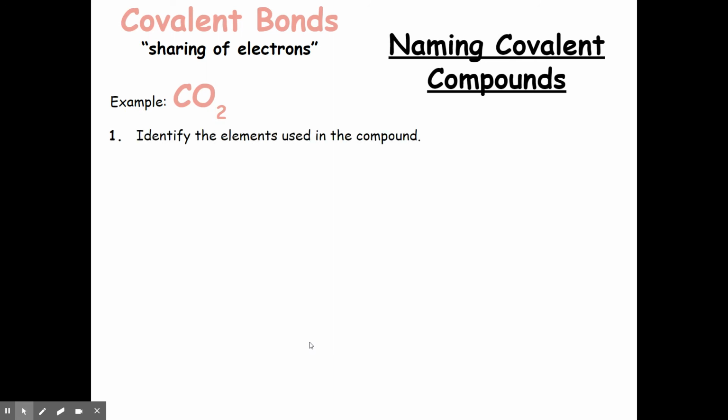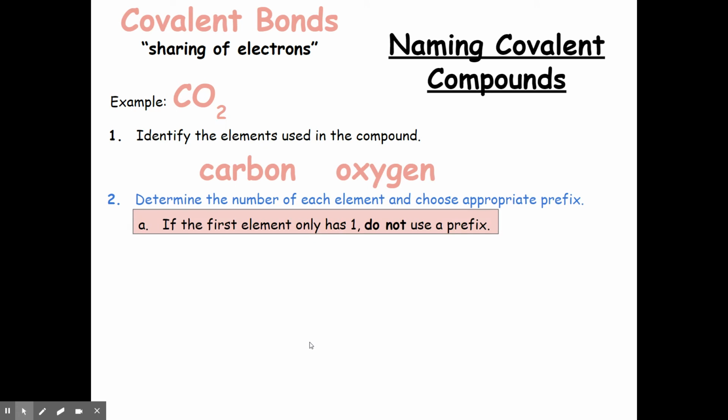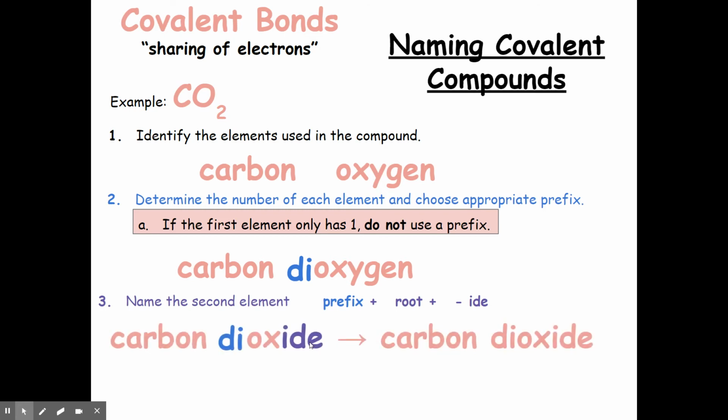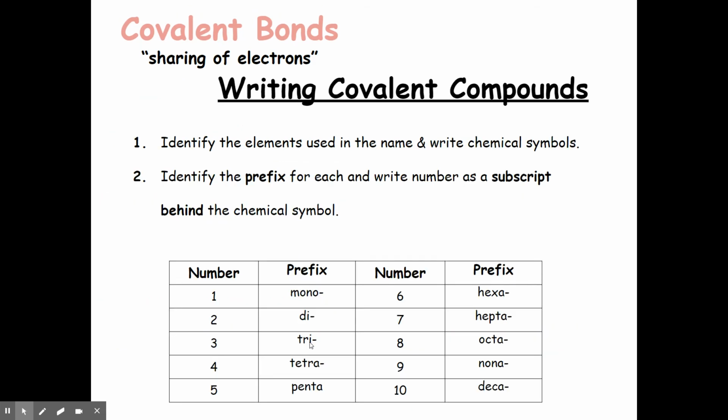So we have CO2. So we first identify the elements that are used in the compound, and it's obviously carbon and oxygen. Then we figure out how many we have. We have 1 carbon and we have 2 oxygens. Because the 1 is understood, we don't have to say monocarbon. We can just say carbon, but we have to use the di for the oxygen. So we have carbon dioxide. Take that oxygen and change it to oxide, same as in the ionic.